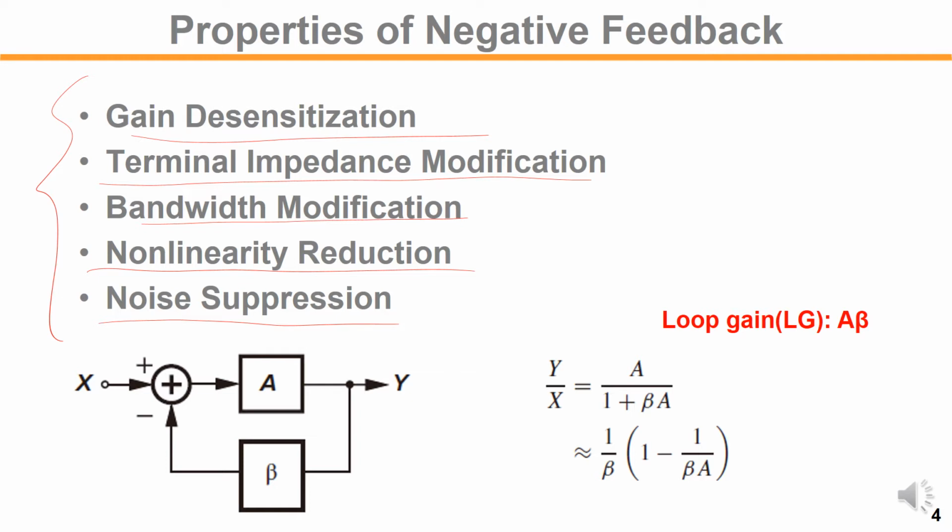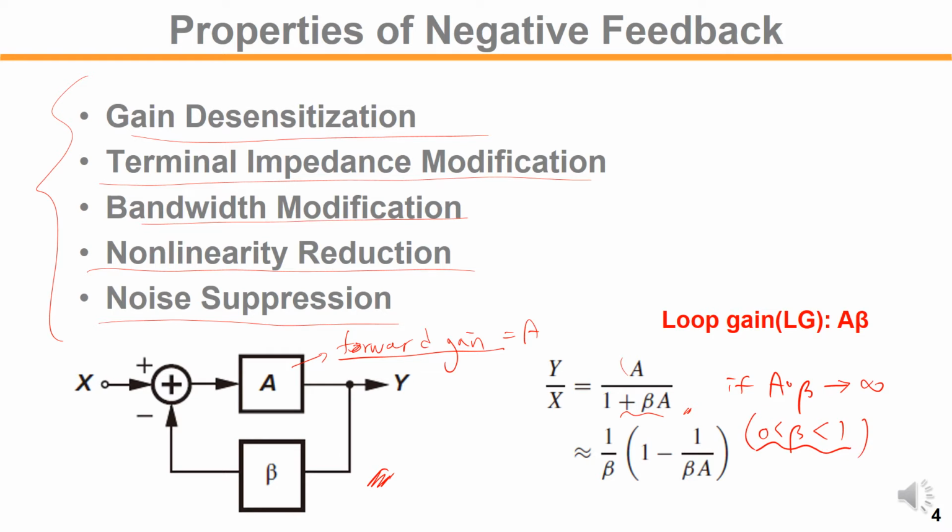So the typical negative feedback construction is like this. The feed forward gain is A, so A over 1 plus beta A is the closed loop transfer function. If A is large enough, let's say A times beta approaches infinity, very large, then what happens? Beta is between 0 and 1, right?